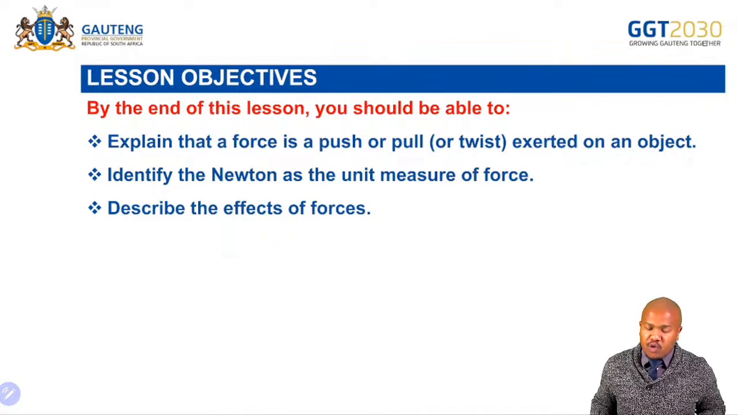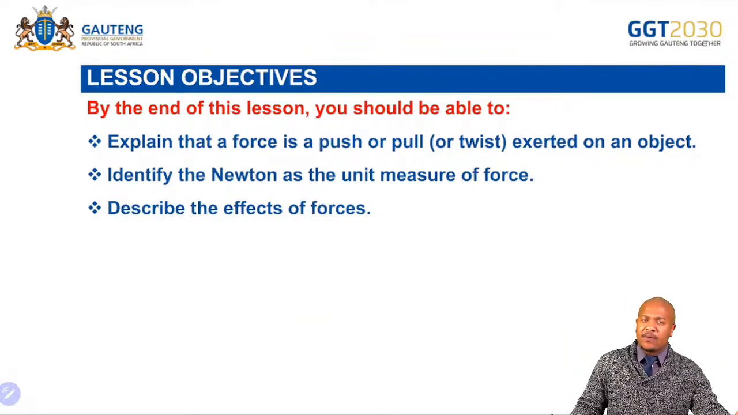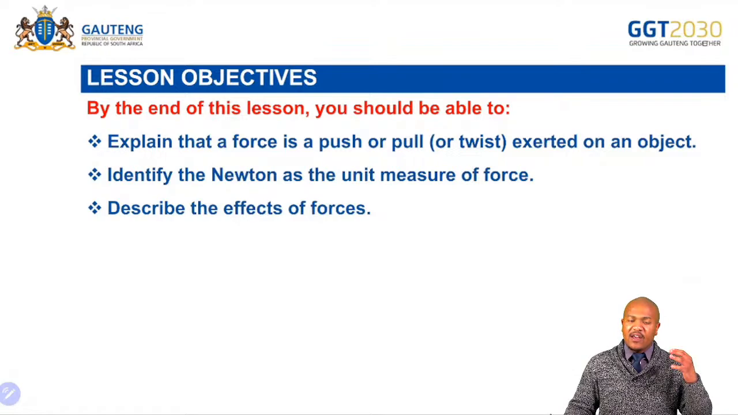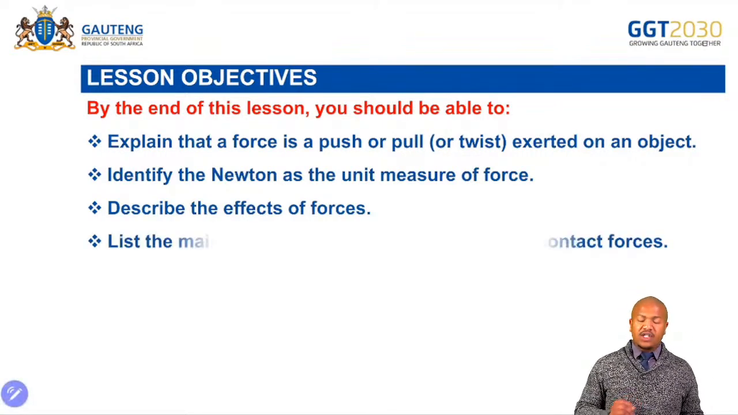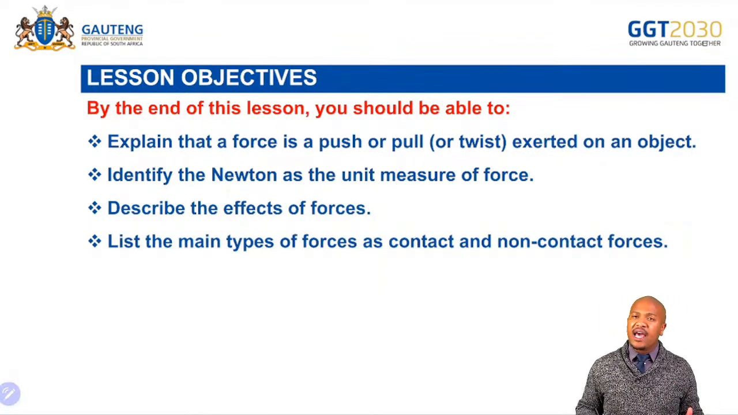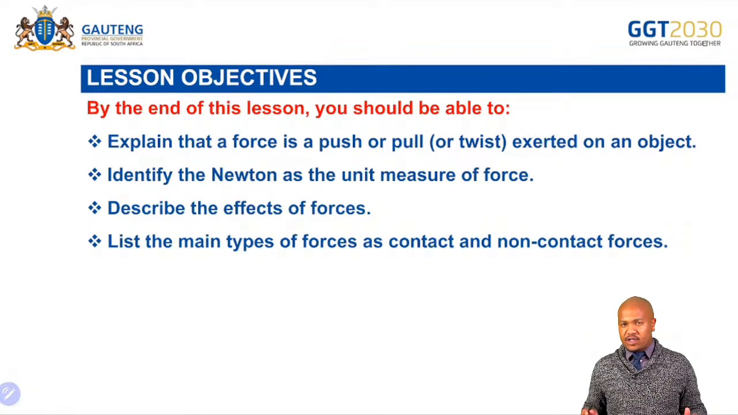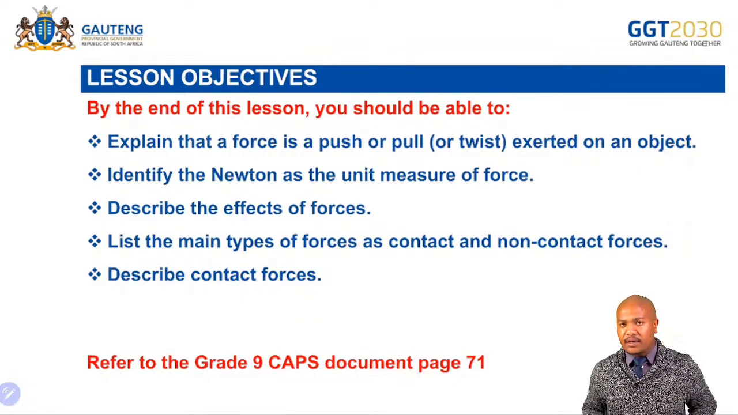Also, we need to be able to describe the effects of forces. So when you push or pull on an object, we need to be able to describe the effects that take place there. We also need to be able to list the main types of forces as contact and non-contact forces, then describe contact forces. All this information is found in the CAPS document on page 71.